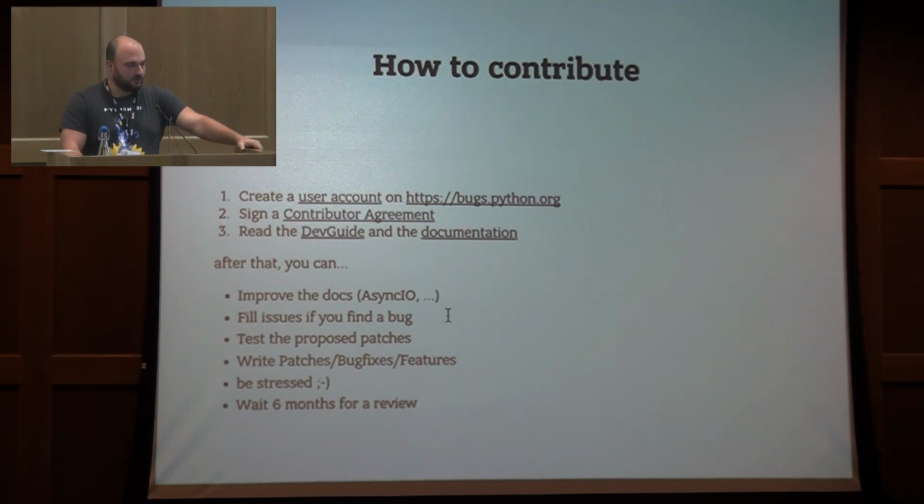File an issue if you find a bug. That's the case with Python 3.5. Test the proposed patches. Write some patches, bug fixes and features, and you can be a little bit stressed because sometimes you have to wait 6 months before a review. It's true. We have some bugs that are 3 or 5 years old.